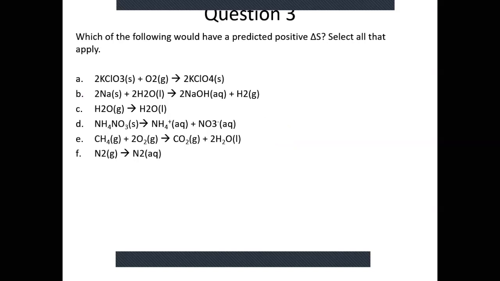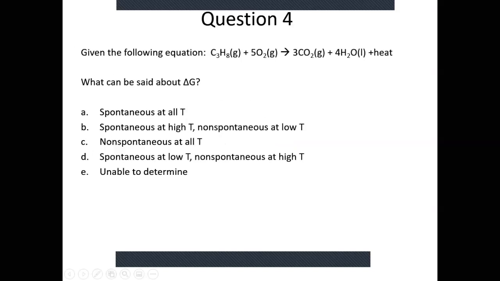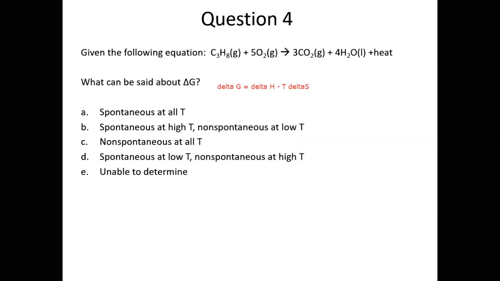And then one last practice question. We're given this reaction, and what can be said about delta G? If we remember, delta G equals delta H minus T delta S. So in this reaction, we know that delta H is negative because it's exothermic.